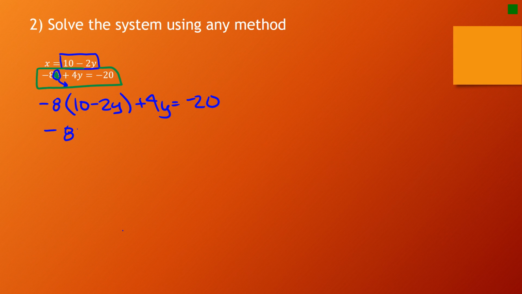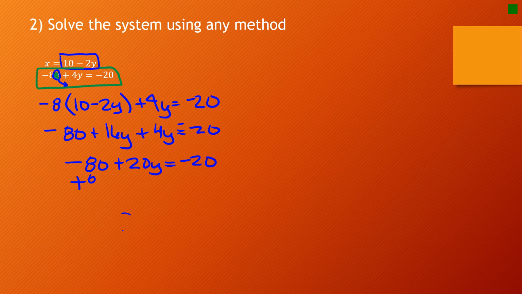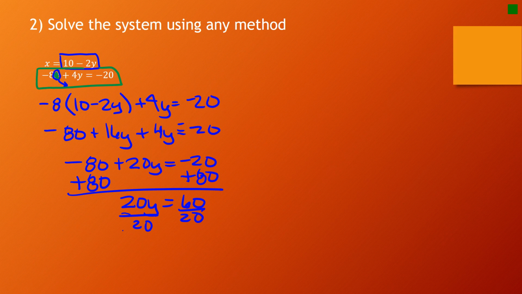Then we're going to solve this by distributing. We're going to combine like terms. That's a -20. You missed my negative there. Kind of fell off, didn't it? -80 plus 20y equals -20. We're going to add 80. 20y equals 60. Divide by 20.